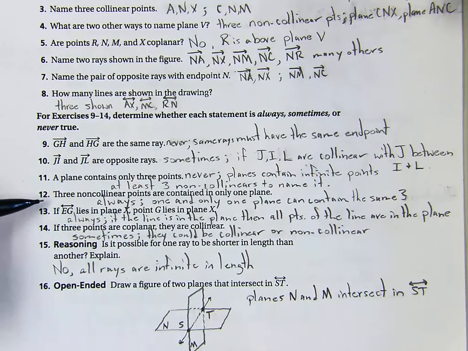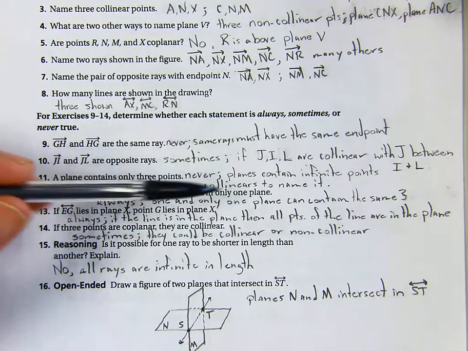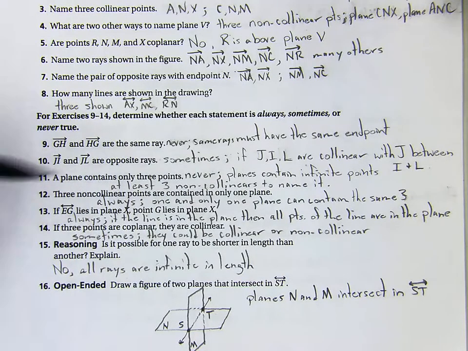Next, number 12. 3 non-collinear points are contained in only one plane, always. That's our postulate. 3 non-collinear points are contained in only one, just one. One and only one plane can contain the same 3 non-collinear points.